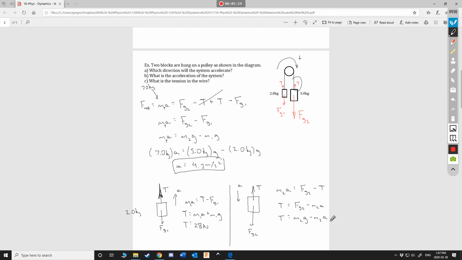And guess what? We get the exact same force, because if I solve for one, I solve for the other as well, because Newton's third law states that for every action there is an equal and opposite reaction. So if one end of the rope feels a force of 28 newtons, the other end of the rope must also feel a force of 28 newtons.